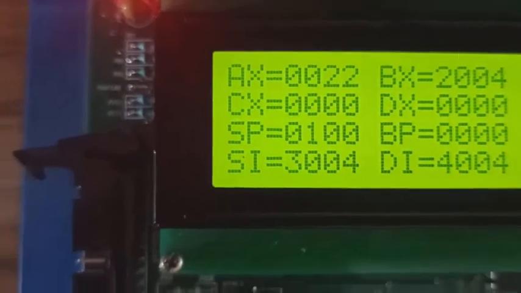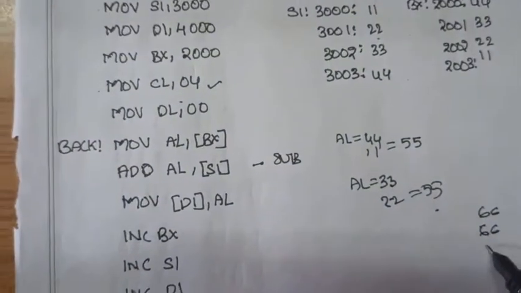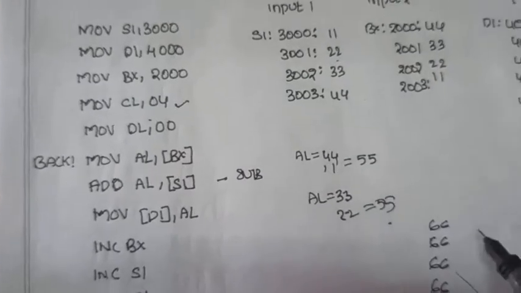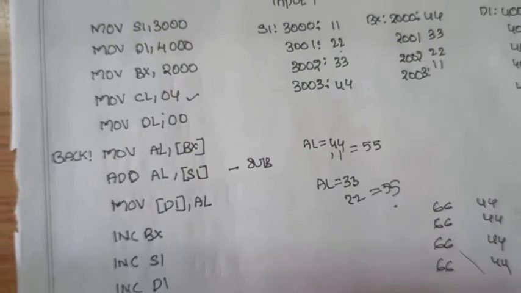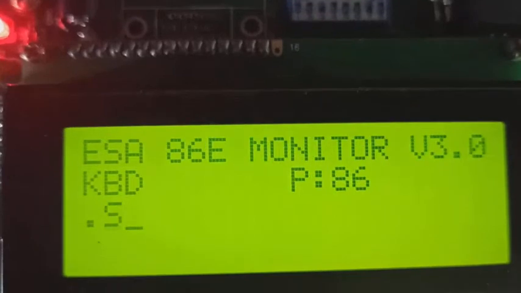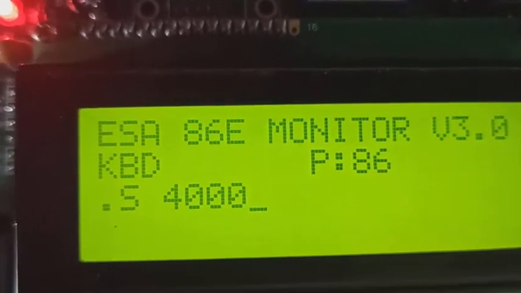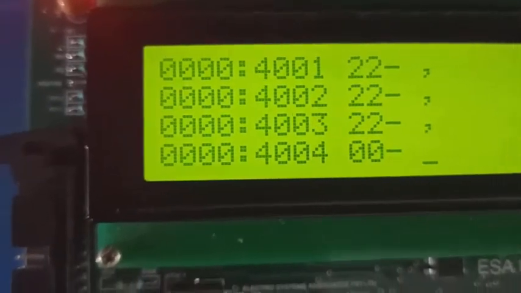Now what happens? I have given inputs of 66, 66, 66, 66, and the value to be subtracted is 44, 44, 44, 44. The output we need to get is 22, 22, 22, 22. Let us check the output values. S space 4000 is the memory location. You can see all of these are the output values.